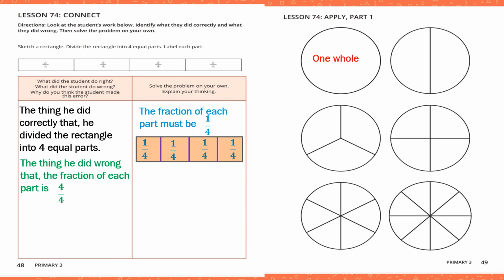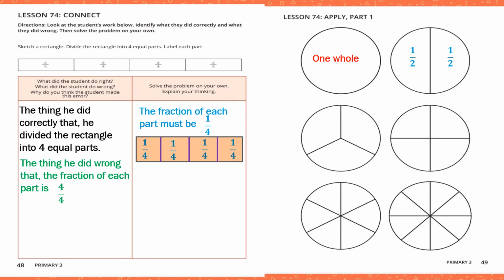Here we have some circles in the apply part. Some of them are divided into equal parts, and the first one is not divided into any parts. So it's one whole. And the next one is divided into 2 equal parts. 2 equal parts means 2 halves. Each part will be 1 over 2, or 1 half.